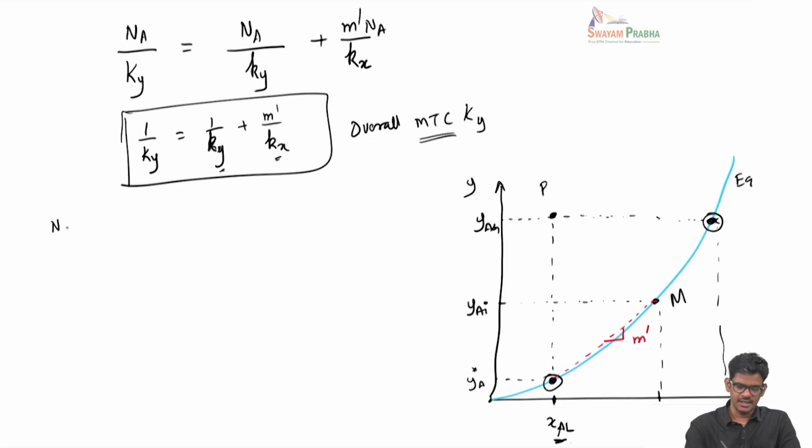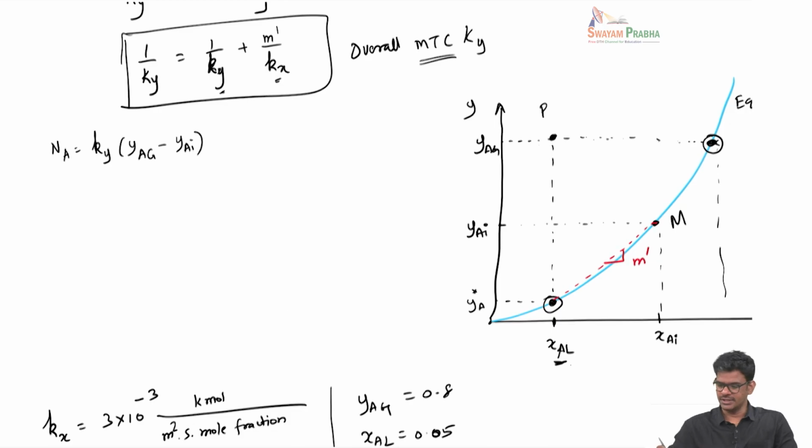Good morning. So in the last class, I had discussed writing mass transfer expressions. We have two choices. One is we could write NA using the local mass transfer coefficient Ky, where the driving force is YAG minus YAI. That's the driving force for mass transfer in the gas phase.